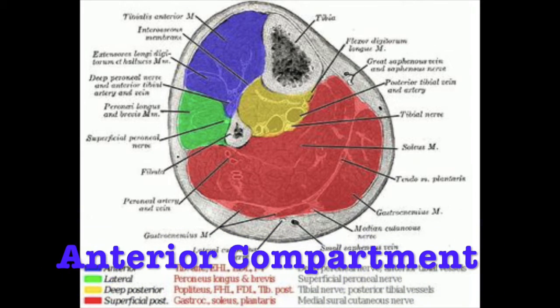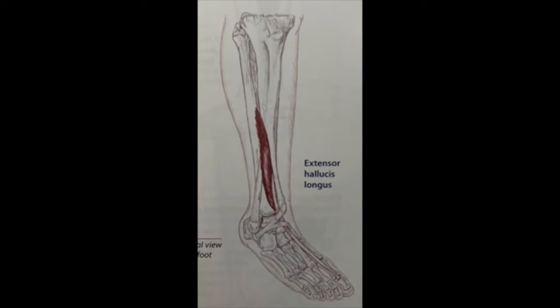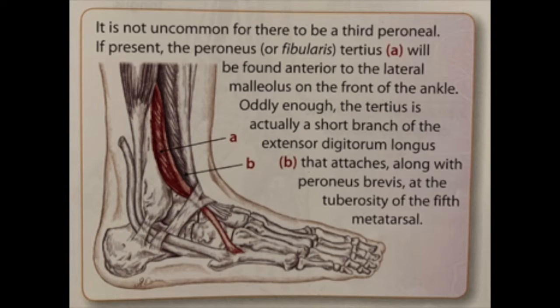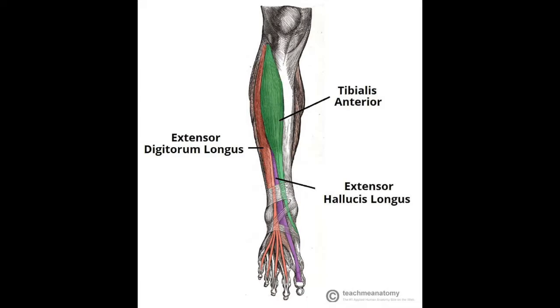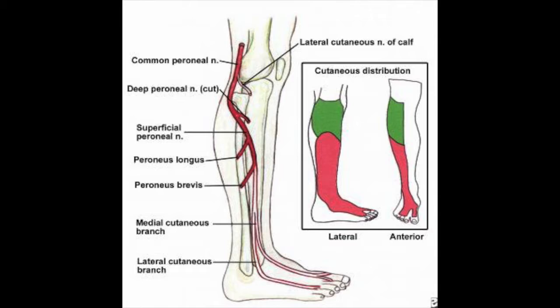The anterior compartment of the lower leg contains 4 muscles: the tibialis anterior, extensor hallucis longus, extensor digitorum longus, and the peroneus tertius. However, not everyone has a peroneus tertius. The tibialis anterior, extensor hallucis longus, and extensor digitorum longus are the extensors of the ankle and the toes. They are also responsible for dorsiflexion of the ankle. During this action, the toes are moved towards the shin, such as when you walk on your heels. The neurovascular components of the anterior compartment include the peroneal nerve, deep peroneal nerve, and anterior tibialis vessels.